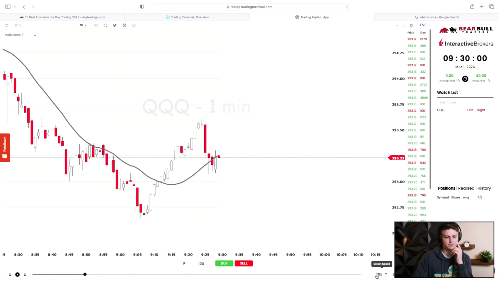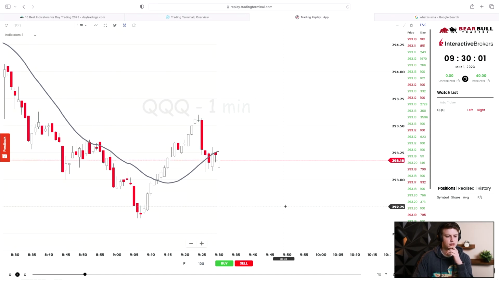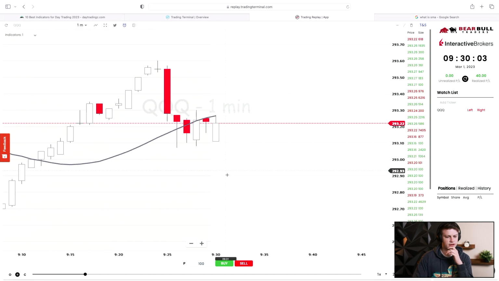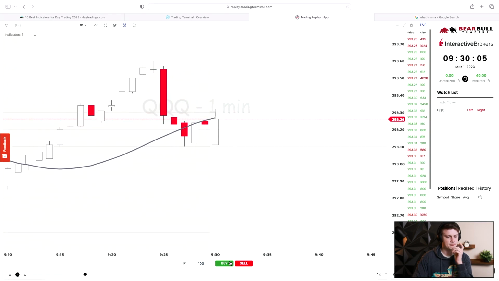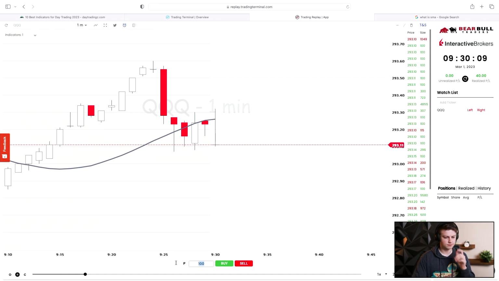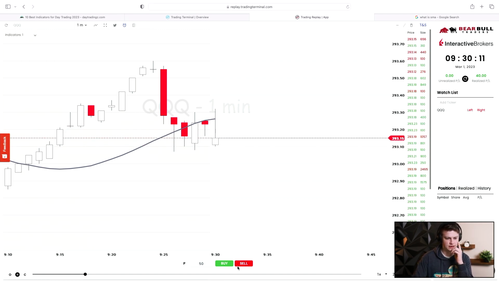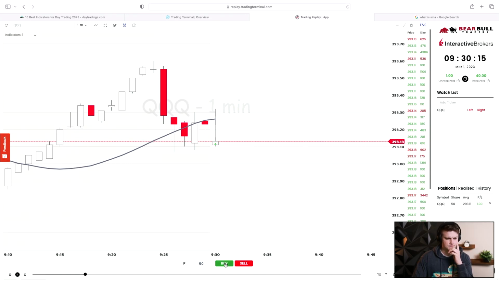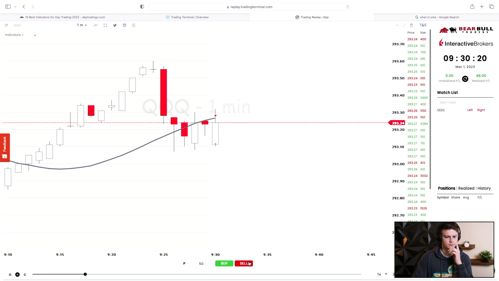Let's go back to market open. Let me 1x it. I know we've been trying to play the long game, but let me play a little bit of the short game here. Let's try to play it a little tighter around this. So we're at the moving average. We've gone down. Let's do it in shares of 50 now. And buy right there. Okay, and then I'm going to sell it when it hits the moving average. There we go.